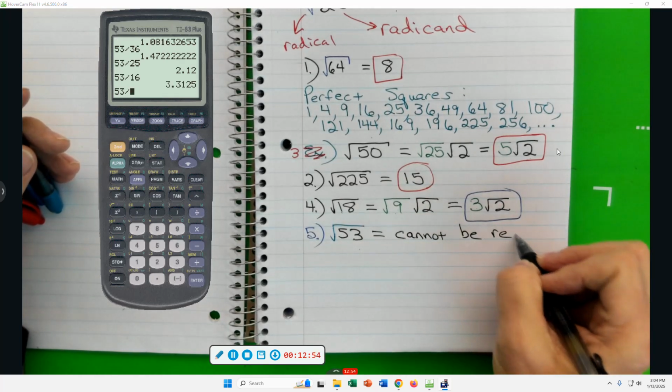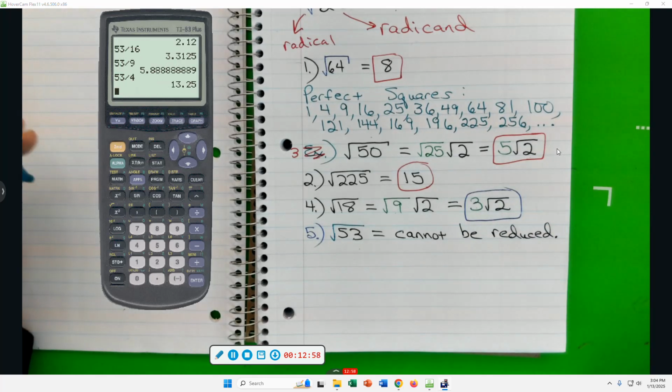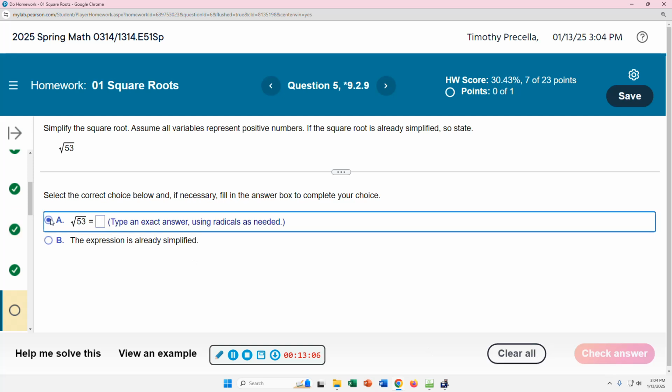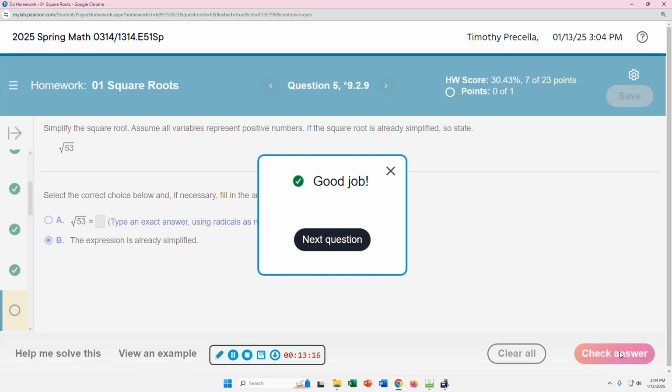That's just the square root of 53. 53 is a prime number. The square root of any prime number cannot be reduced. Oh, they say it's already simplified. Okay. Any questions on our logic there? If there's no perfect square that divides evenly into it other than 1, then it can't be reduced any further.